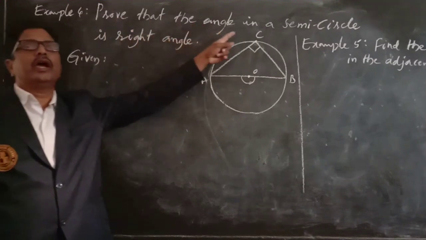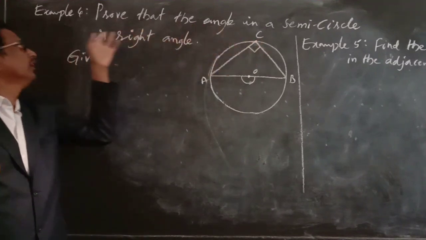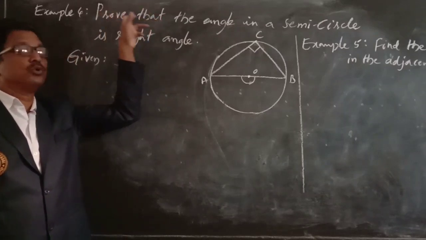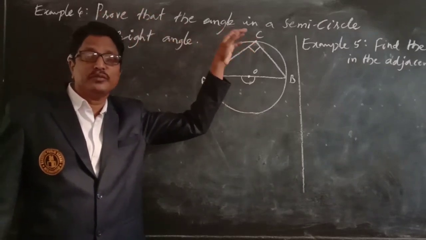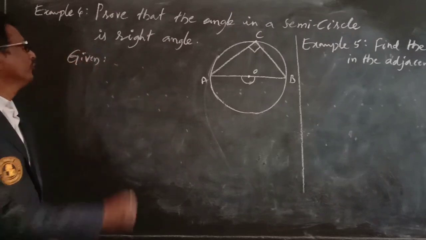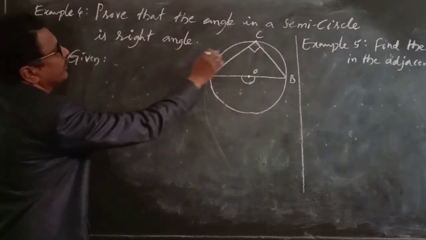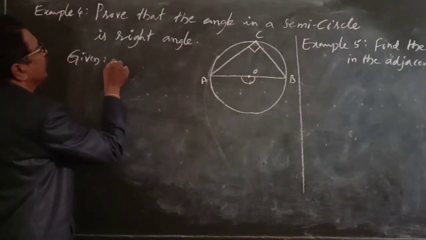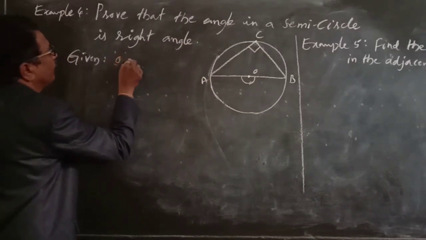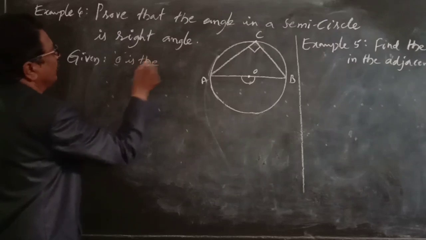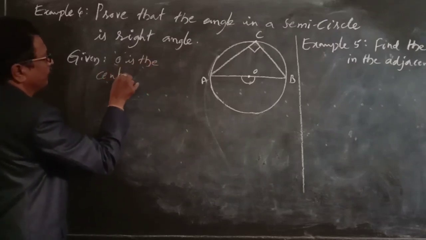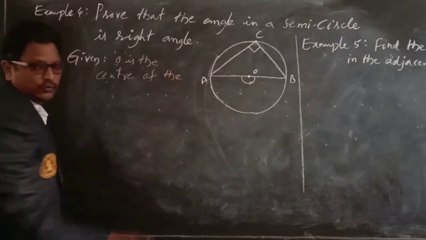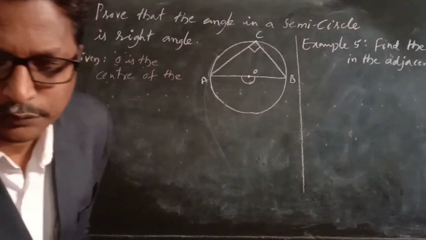Prove that the angle in a semicircle is a right angle. One more example. How to prove? See here, what is given here? A semicircle is given. Here, O is the center of the circle.